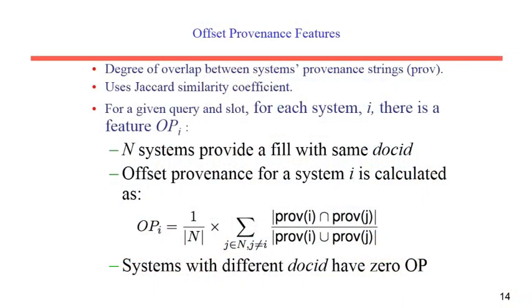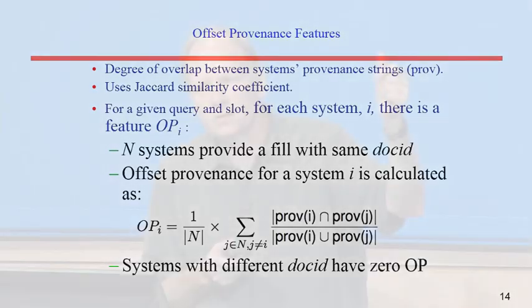And we also use what here we call offset, or the actual substring information. So I said, well, it's also not just you got it from the same document. Hopefully you got it from the same part of the same document. So we also look at the overlap between your system's provenance and other systems that extracted that same answer. And we use Jaccard similarity here, which some of you might be familiar with. It's just a measure of overlap that takes intersection over union.